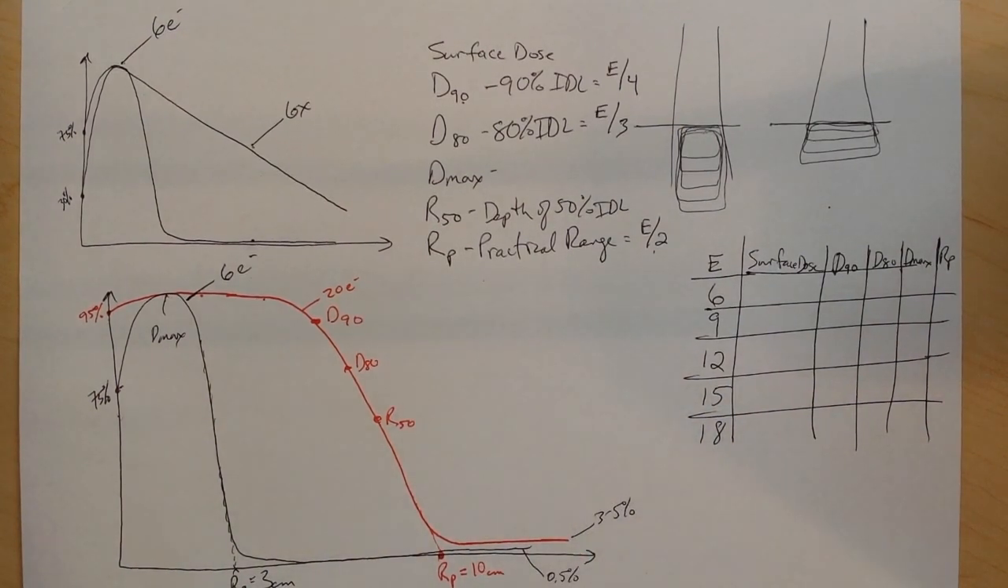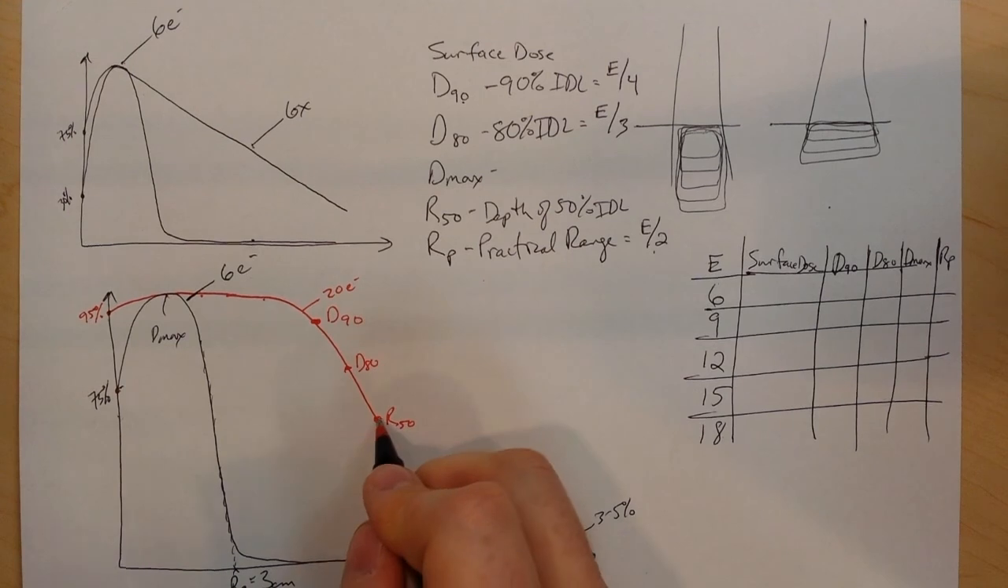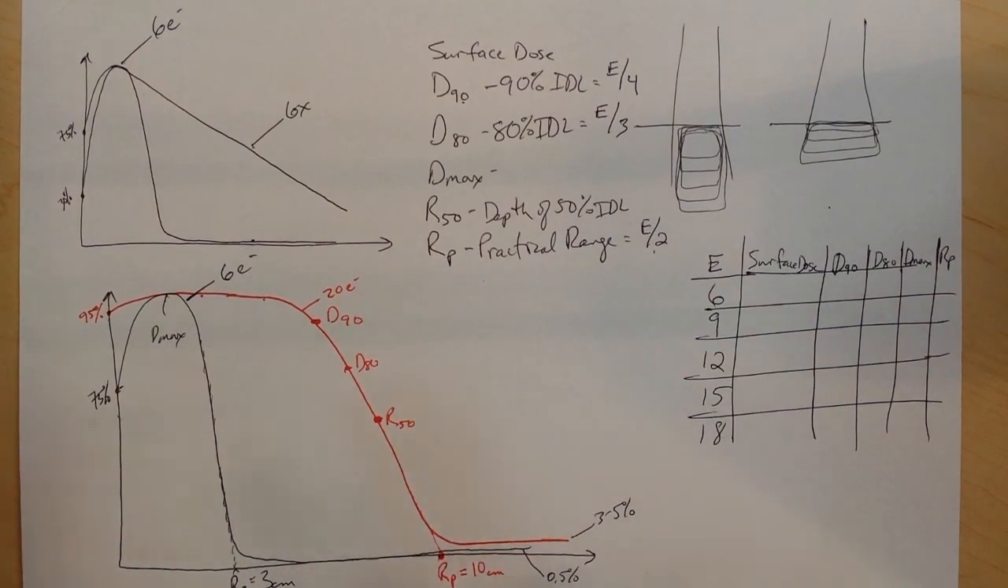Again, R50 is used as an energy qualifier by the physicist. As the dosimetrist and treatment planner, you're really not going to have to worry about it too much. It's just another beam qualifier.